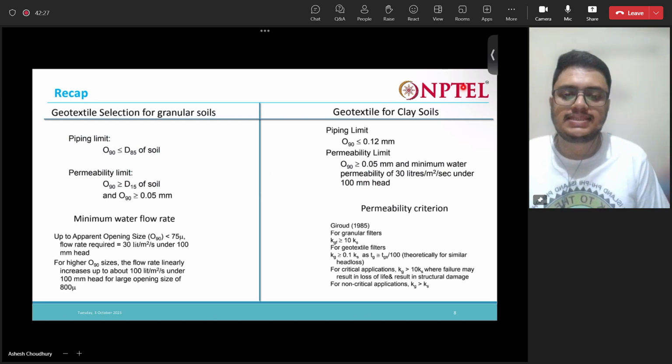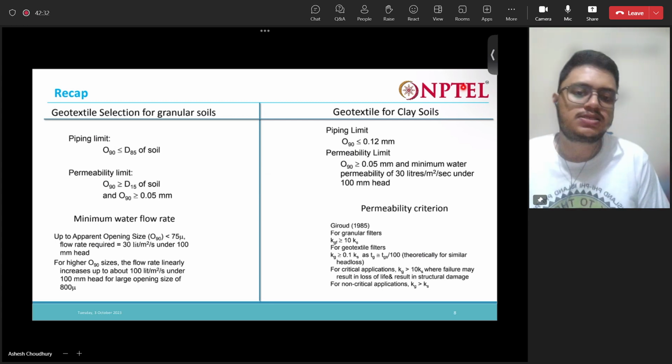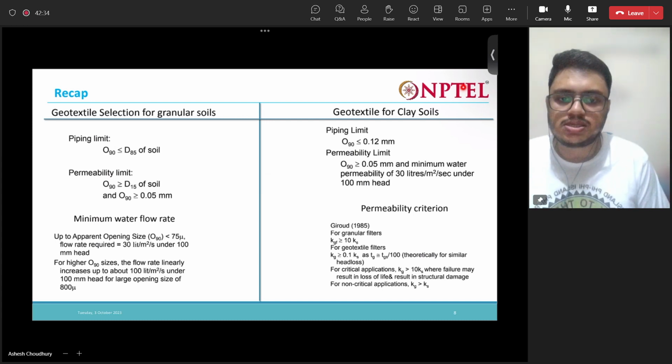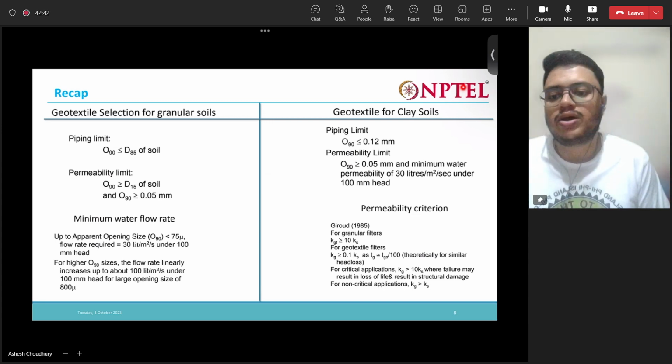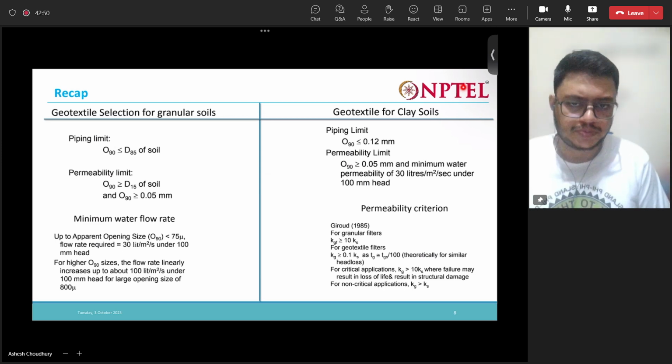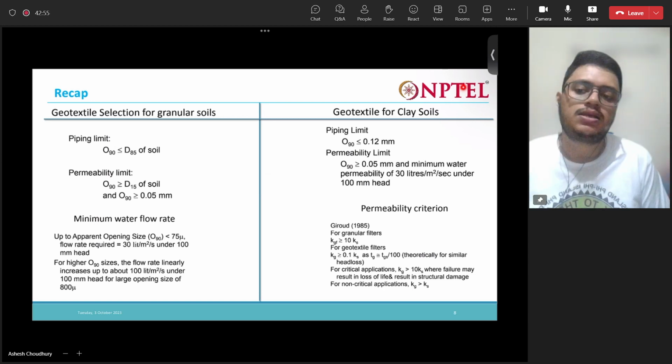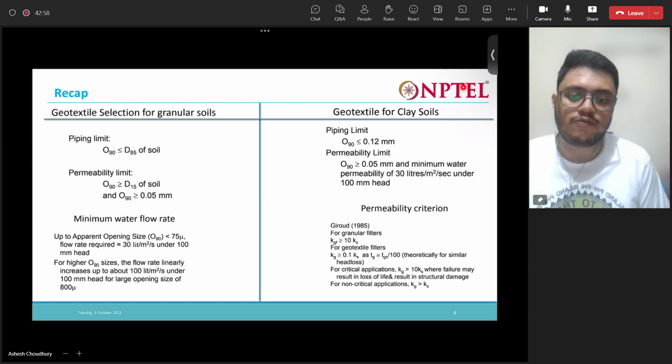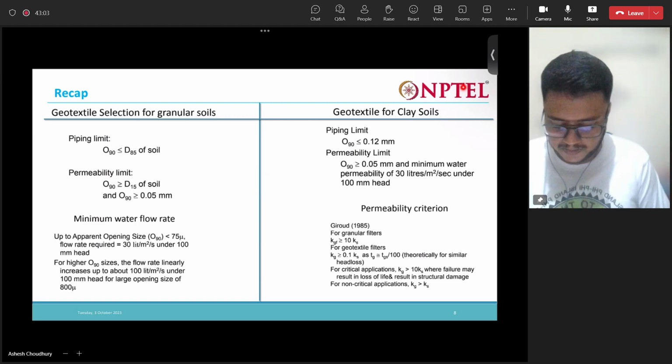But there are many criteria actually given. So you can see for granular soil is different, for clay soil is different, and then below if you see there are certain more permeability criteria given. Okay, this O95, let's say 75 micron, flow rate required should be equal to 30 liters per meter square per second, 100 mm head. There are several criteria. So you need to judiciously choose which geotextile you want to use for your soil and for that particular purpose. Very useful.